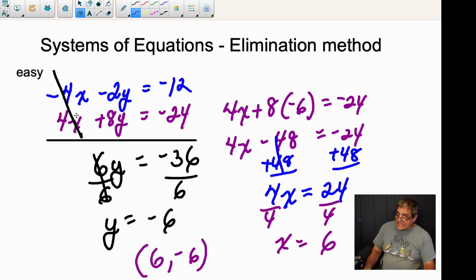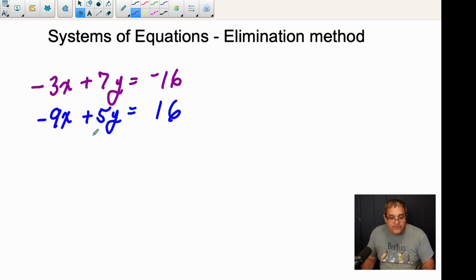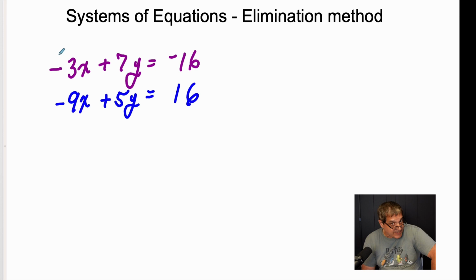Well, this was an easy equation. I call these being teed up for you. So in other words, all I had to do was add the two equations and the x's eliminate. What if I have an equation like this where they don't eliminate? Okay, notice I have negative 3x and a negative 9x. If I add them, I get negative 12x. And I have a positive 7y and a positive 5y. If I add those, I get a positive 12y.